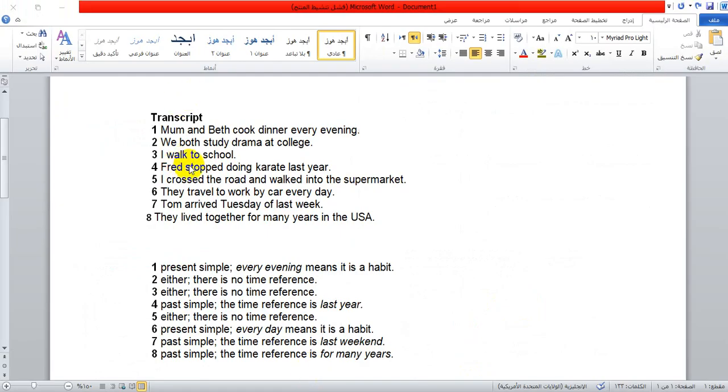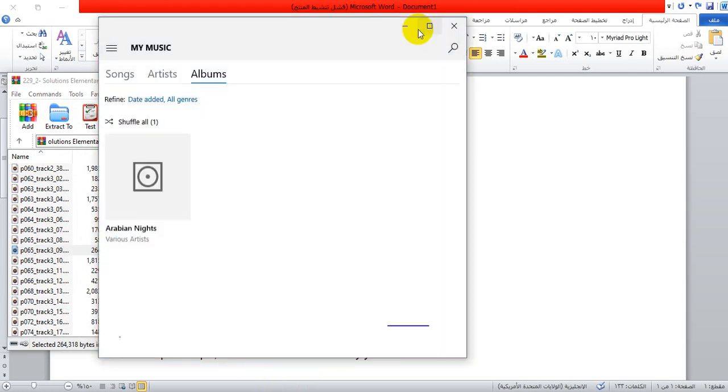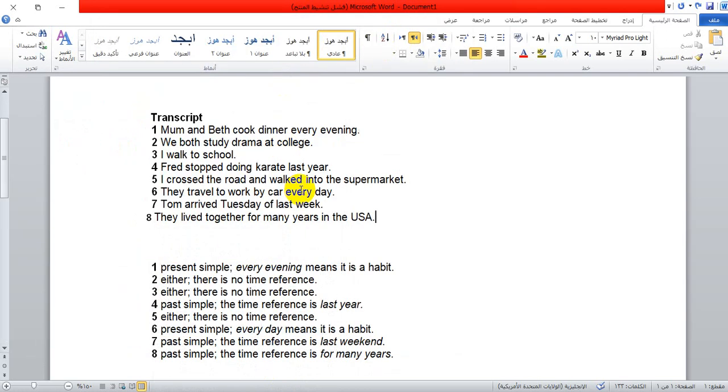So here we have the transcript for these sentences. Let's listen again. And here we have the answers. Lesson 6C, Exercise 6.